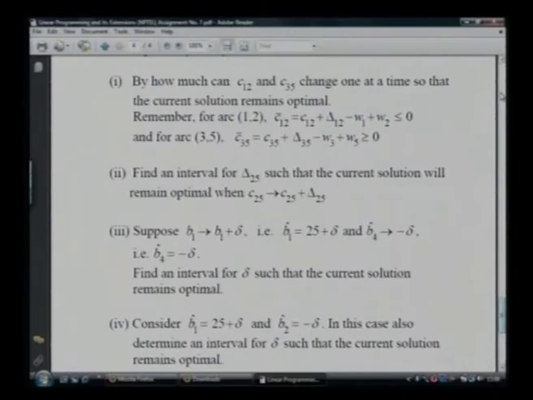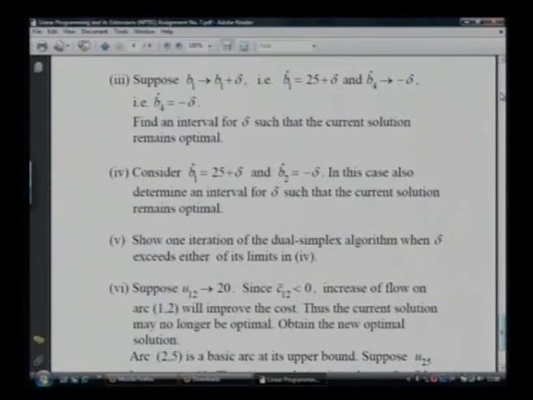In 4, I am saying that B1 hat has changed to 25 plus delta, and B2 hat is minus delta. In this case also determine an interval for delta so that the current solution remains optimal. Then I am asking you to show one iteration of the dual simplex algorithm when delta exceeds either of its limits in 4. So here I want you to consider changes in delta beyond this feasible interval, and then you will have to use the dual simplex pivot to find a new optimal solution.